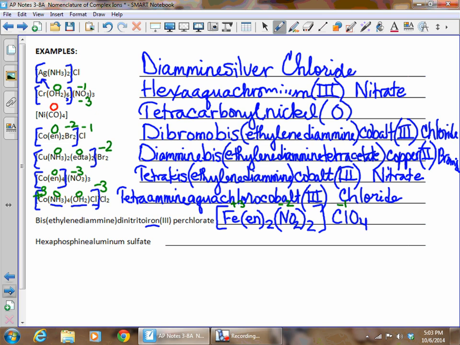Our last one on this page is hexaphosphine aluminum sulfate. So our coordination sphere is going to start with aluminum. Hexaphosphine, if you look back at the beginning, phosphine is PH3. It tells us there are 6 of them, so hexaphosphine. That's it for the coordination sphere, and we've got sulfate on the end.